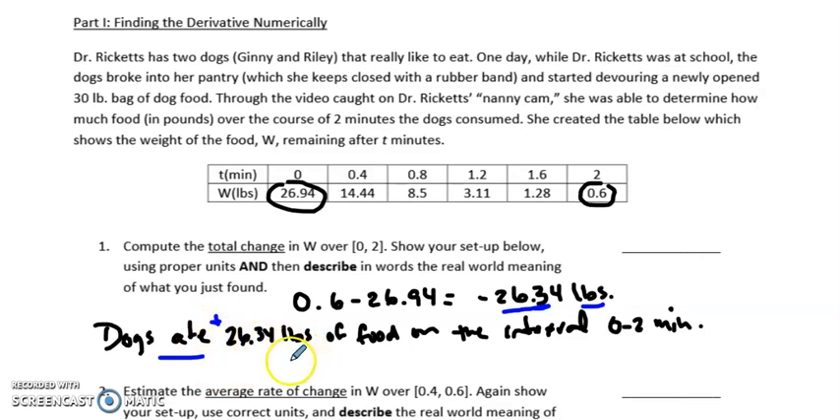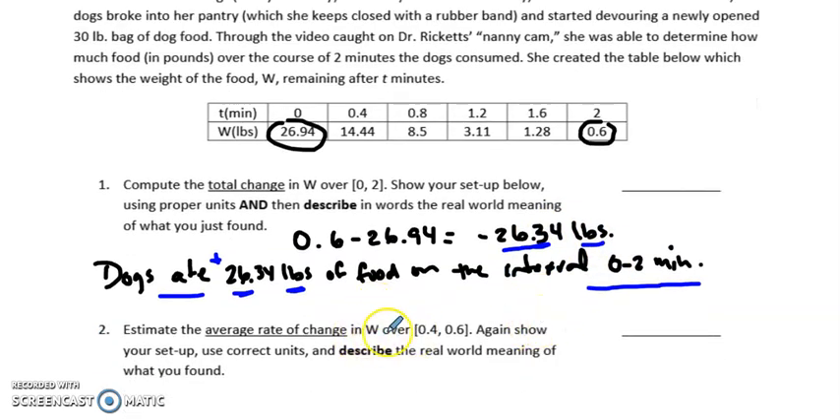Back to the critical elements of my sentence. I've said what the dogs were doing, I have said the quantity, I have said the units, and I have said the time interval over which this occurred. So now what we want to do is estimate the average rate of change in W, which remember is the amount of food left in the bag, on the interval from 0.4 to 0.6 seconds. So I'm going to go back and use 0.4 to 0.6.